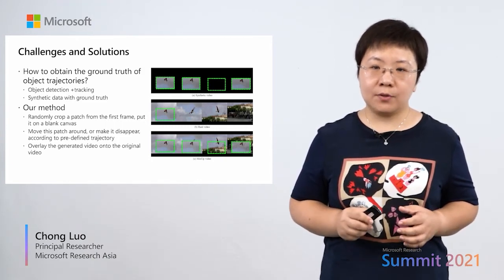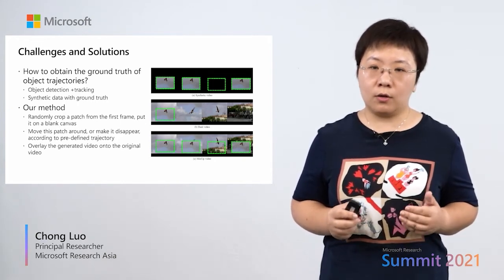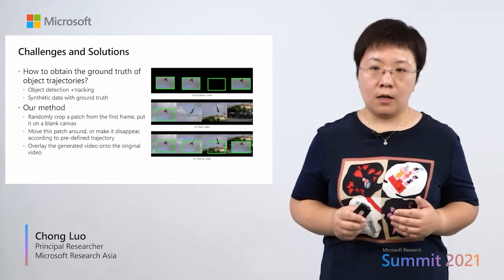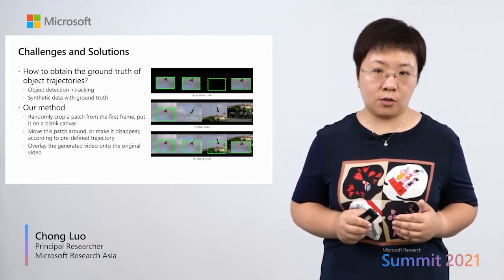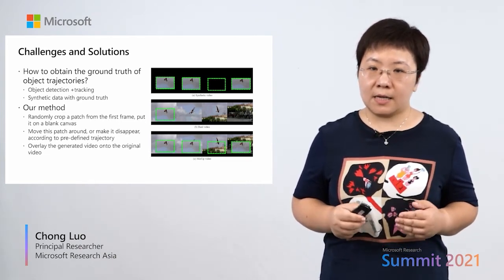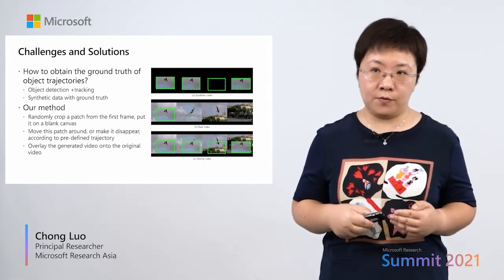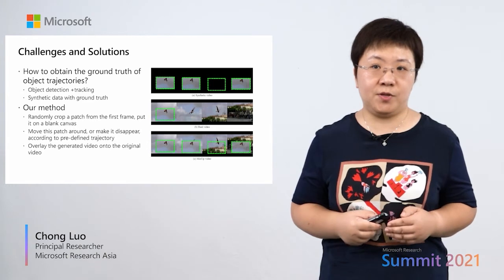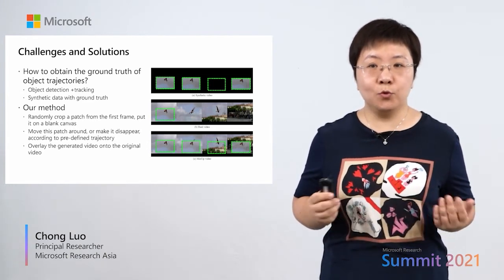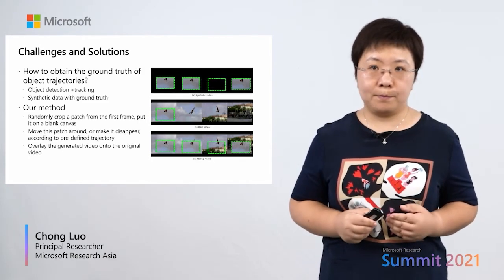In the first step, we randomly crop a patch from the first frame and put it on a blank canvas. Step 2, we move this patch around according to a predefined trajectory. Sometimes we even make it disappear. Step 3, we overlay the generated video onto the original video to create the mix-up video. We even try to crop up to 3 patches and let them move independently on the canvas. This method works very well.